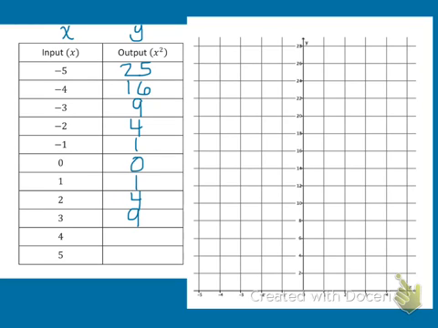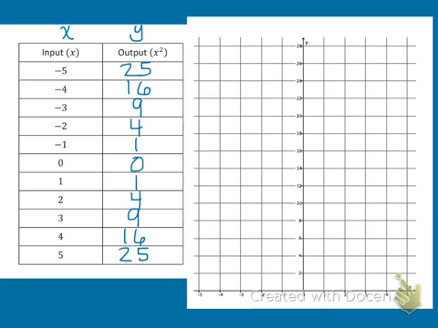So remember, this can still be a function, even though some of the outputs will be the same for different inputs. But each input has a unique output. I'm not going to get something different for -5 the next time I put it in this function. The output for -5 is always going to be 25. It just so happens that the output for 5 is also 25. So let's see what that looks like on our graph.